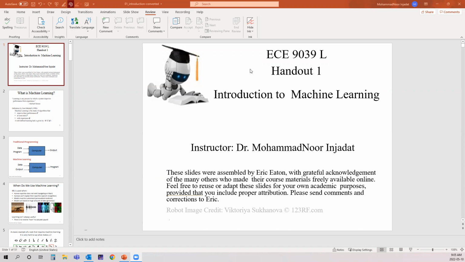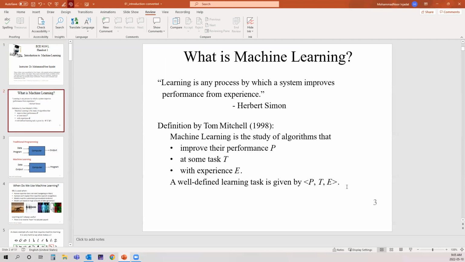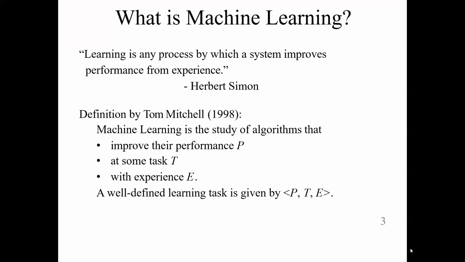This is an introductory set of slides that will give you another overview about the course. What is machine learning? What do we mean by machine learning? How was it defined in the 1990s? Because, you know, machine learning or pattern recognition started being talked about in the 1950s, but we'll talk about what we mean by machine learning in the last two decades. So what is machine learning? Learning is any process by which a system improves performance from experience.